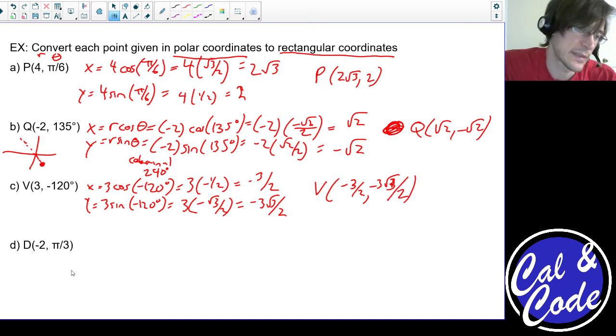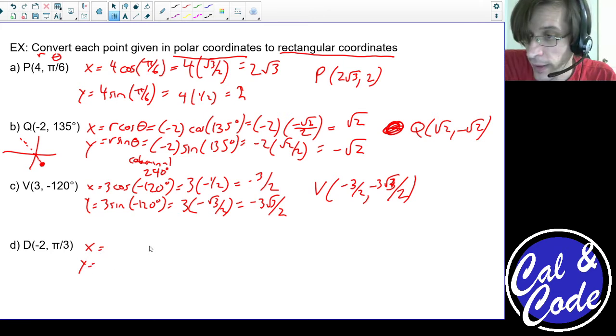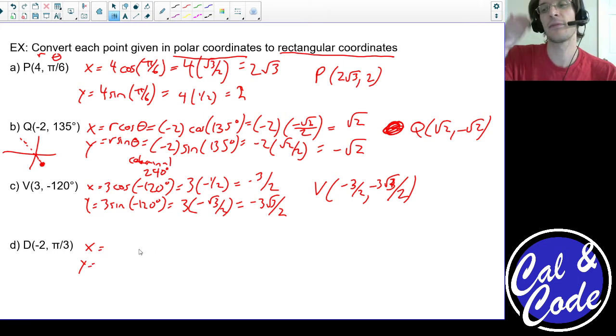Last but not least, point D is x and y. You might want to pause the video and try this one on your own first, see if you get the right answer, and then unpause it and see if you get the same thing as me. I'll give you a second to get to the pause.